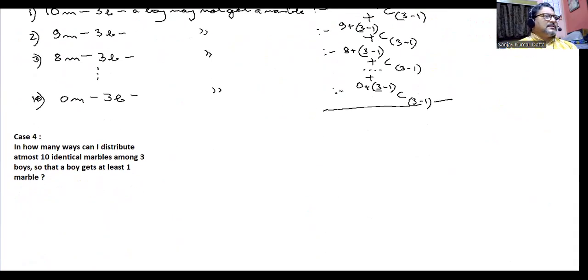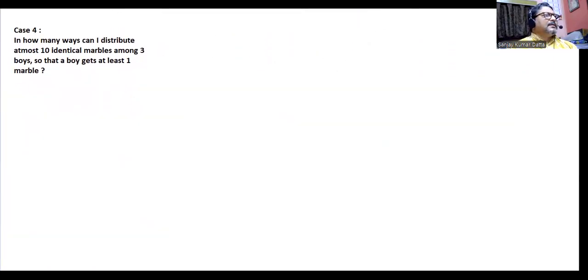The next. In how many ways can I distribute at most 10 identical marbles? Once again, I can't draw the marbles. The only thing that I can draw is among 3 boys. So these 3 boys are there, A, B, C, such that a boy gets at least 1 marble.